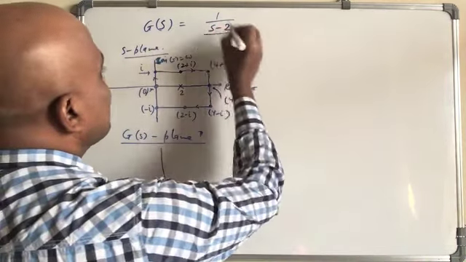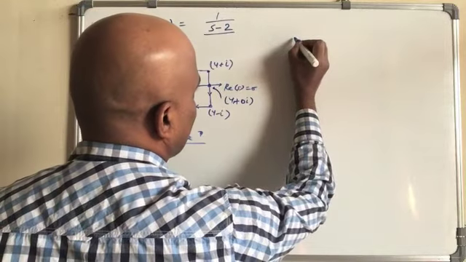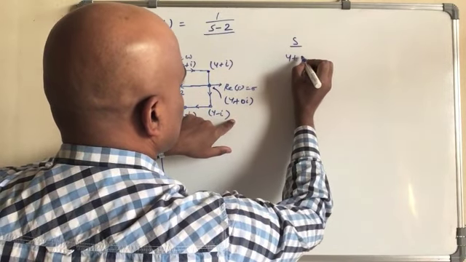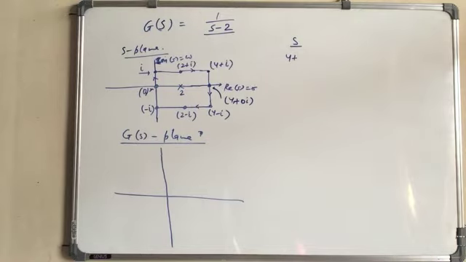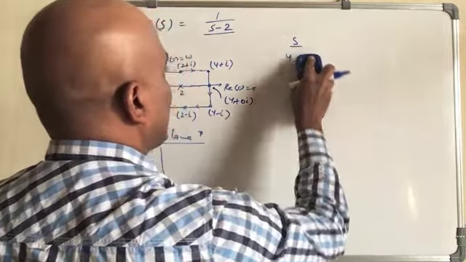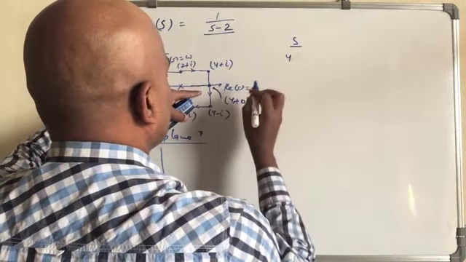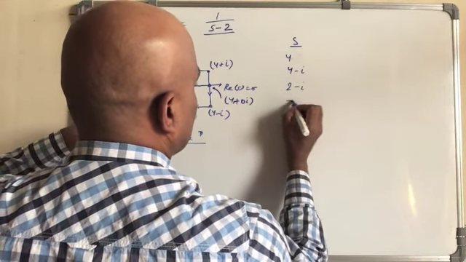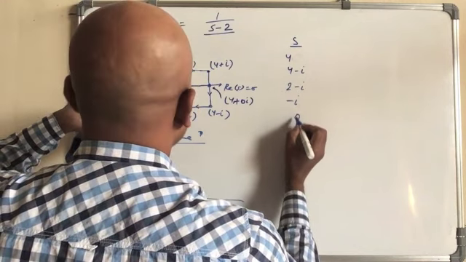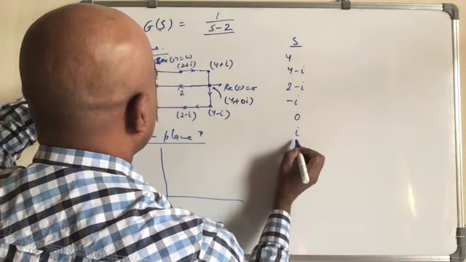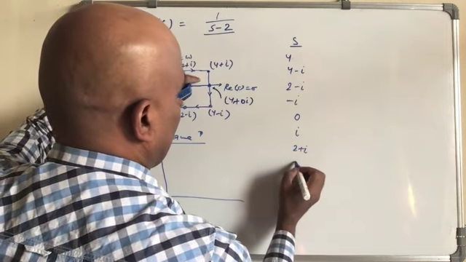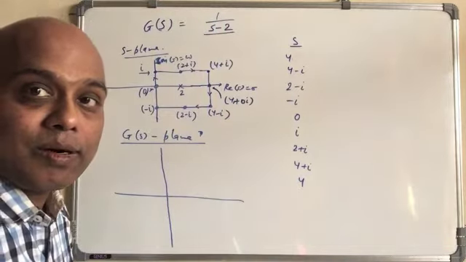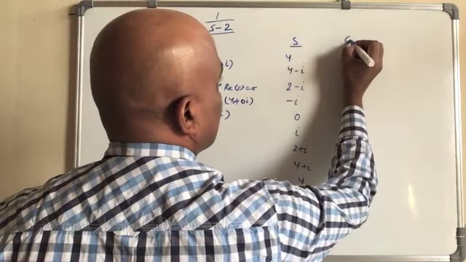Now if we have G(S), how is G(S) changing? We can find out here. Let's write S here, with values starting from here: we start with 4, then 4 minus i, then 2 minus i, then minus i, then 0, then i, then 2 plus i, and after that 4 plus i, and after that 4 again, which comes back to this one.